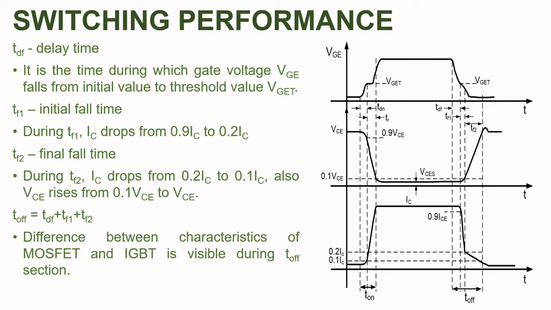Now let us see the turn-off time of IGBT. The turn-off time of IGBT is the summation of turn-off delay time, initial fall time and final fall time, which are given by TF1 and TF2. The turn-off delay time is the time during which the gate voltage VGE falls from its initial value to the threshold value, that is VGET.